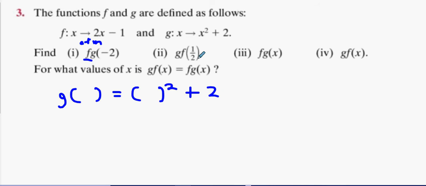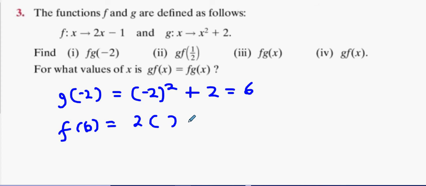So, do g of minus 2 first. Get an answer of 6. And when you're done, do f of 6. And that's you done. Okay? So, it should be relatively easy. And f of 6 is 2 times 6, take away 1. And you should get an answer of 11. Okay?